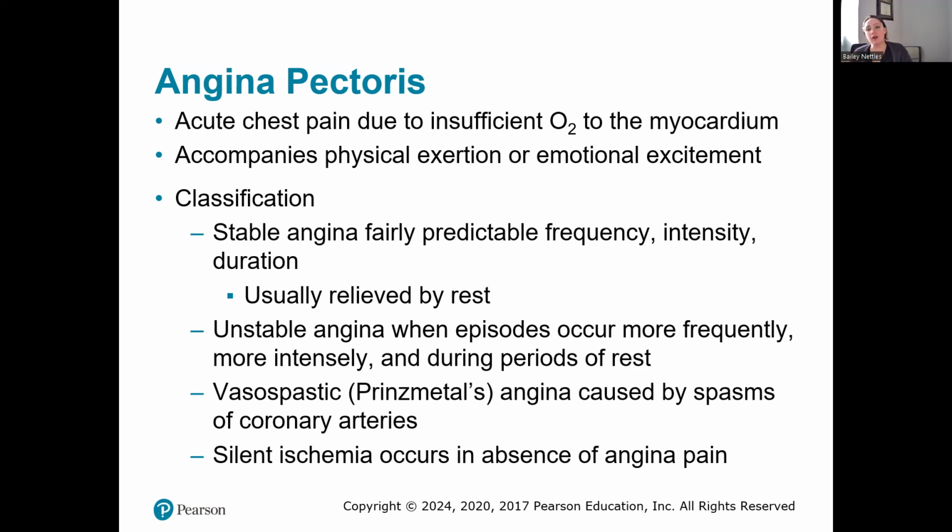Okay. You can have another one called vasospastic angina, from spasms of the coronary arteries. Then you have silent ischemia, so you don't even have the anginal pain, but it's happening.